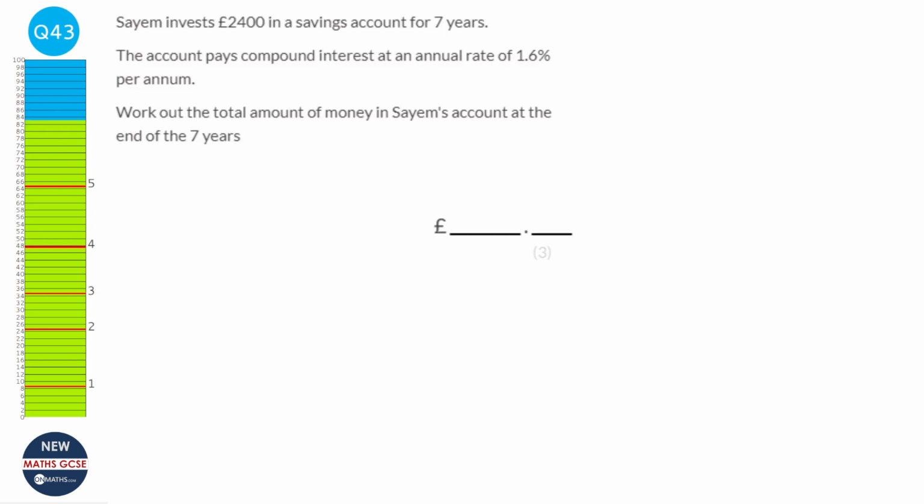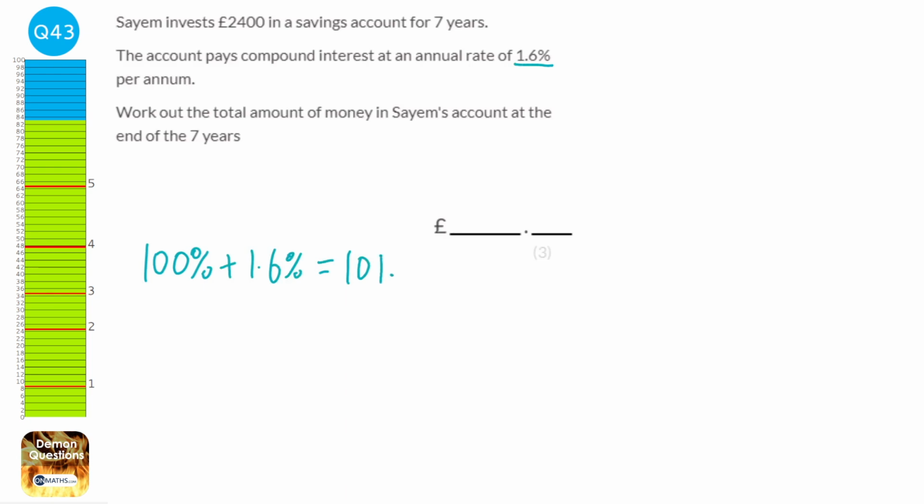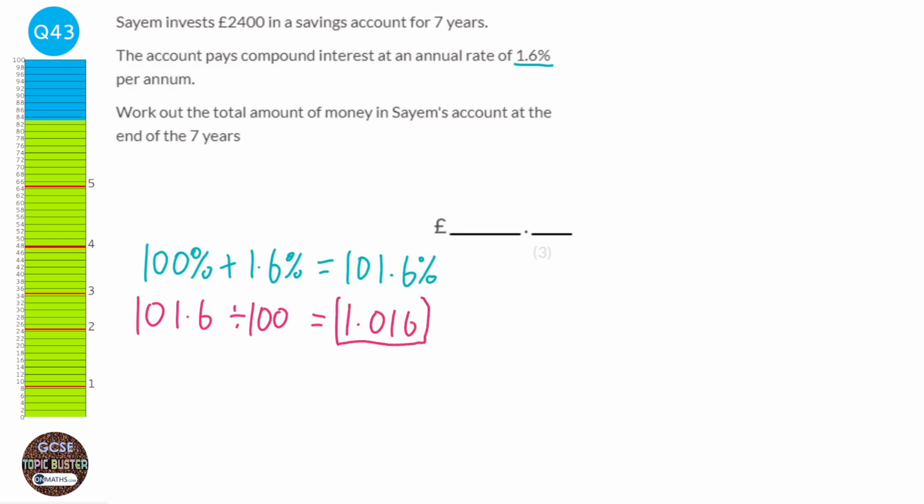Okay, so we're going to start off by working out the multiplier. We always start off with 100%, and we're told that the compound interest rate is 1.6%. So we're going to add 1.6% to the 100%, and it's going to be 101.6%. Make that into a decimal by dividing it by 100, and this will give us the decimal or the multiplier. So the multiplier is 1.016. And so anytime we want to increase something by 1.6%, we just times it by 1.016.